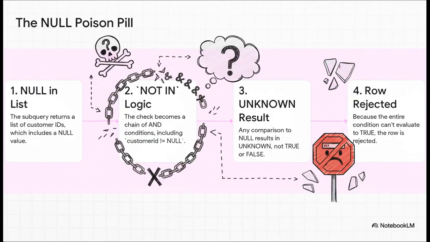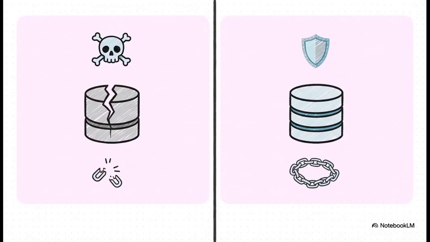Let's break down how this goes wrong step by step. First, that subquery we wrote, its list of customer IDs includes a null. That null is a poison pill. Now, the NOT IN check effectively becomes a long chain of AND statements. For our customer, Gamma Inc., the database is checking, is its ID not equal to the first ID, and not equal to the second, and is its customer ID not equal to null? In SQL, you can't compare something to null and get a true or false. The result is always unknown. And because just one part of that long AND chain is unknown, the entire condition can't be confirmed as true. So the row gets thrown out. That one single null poisons the entire result. So what's the fix?